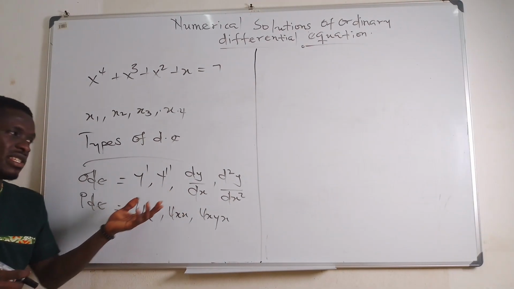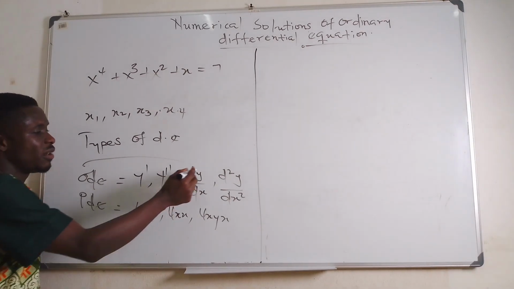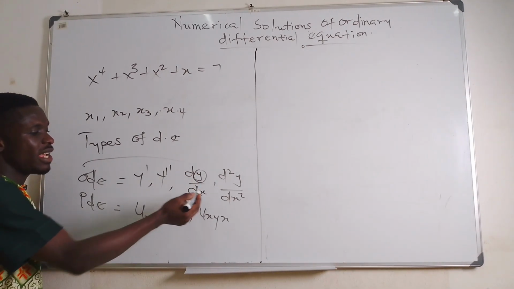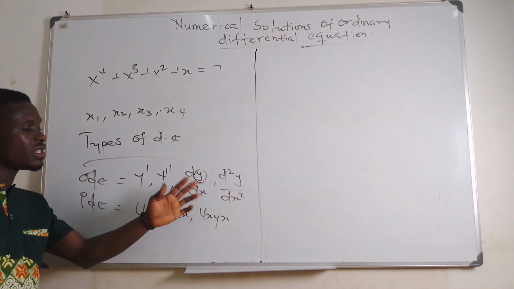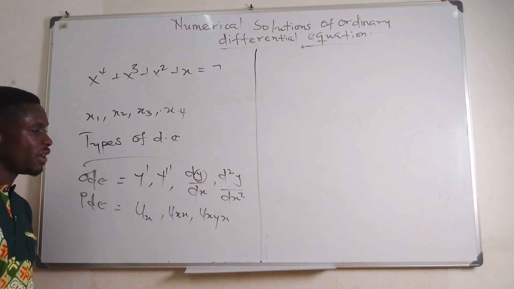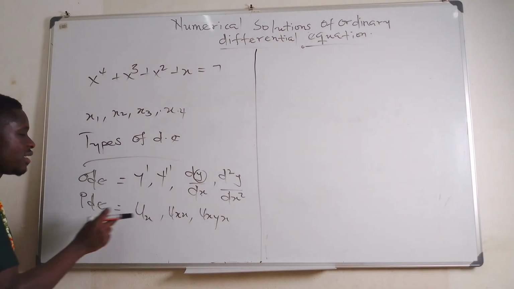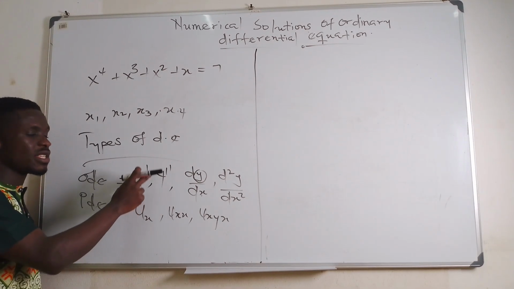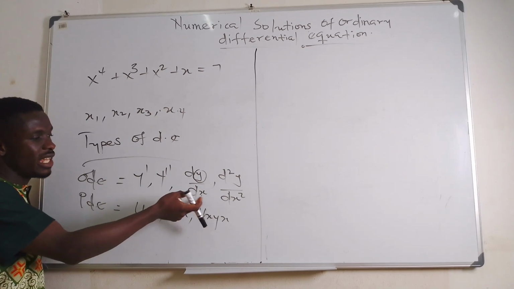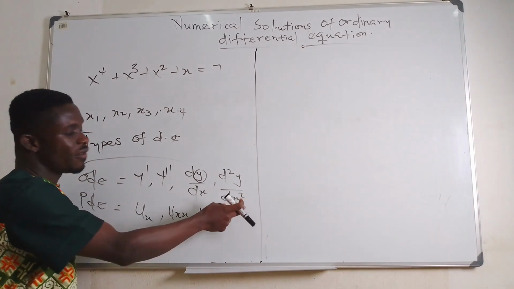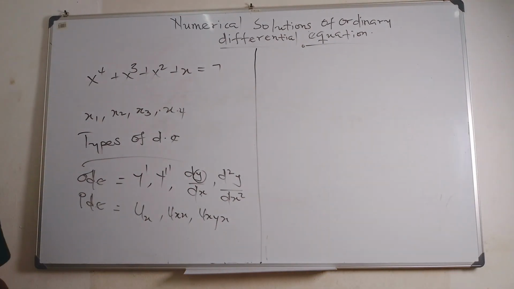Same thing applies here. We have y as the dependent variable and x as the independent variable. So it means that we can't do away with this one. Very good. So that is the dependent variable and the independent variable. And I said that for ODE, it is represented as y prime or y prime prime, dy/dx or d squared y over dx squared. So this is how we represent ODE.